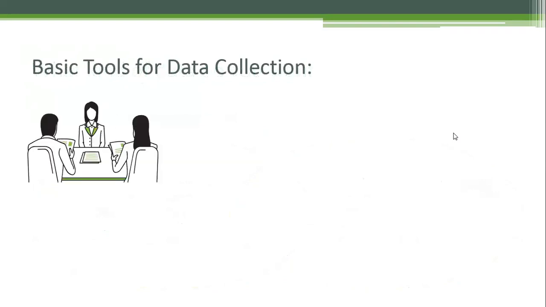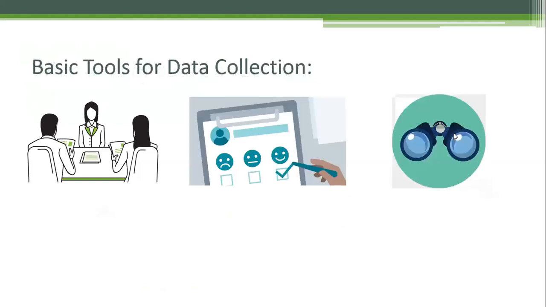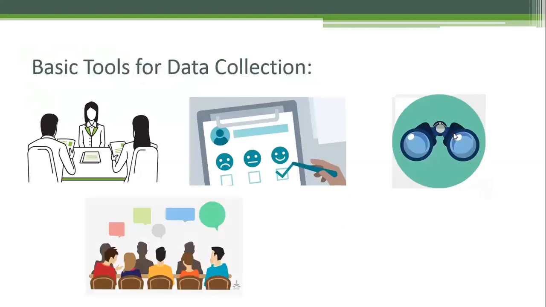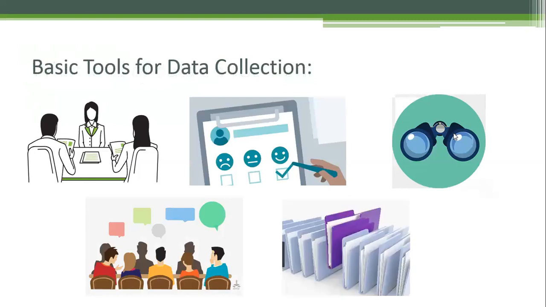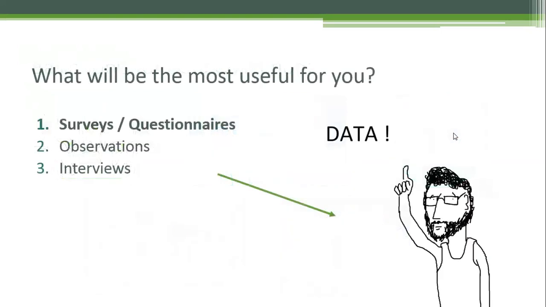So, basic tools for data collection. These images are interviews, surveys, observations, focus groups, and case studies. These are all things that can be done to collect data. For the ACORNS CITE project, it's probably most useful to use surveys, questionnaires, and then from there, possibly observations and then interviews. Surveys are just a really good way to receive both quantitative and qualitative data, and for the most part, they're pretty easy to make.